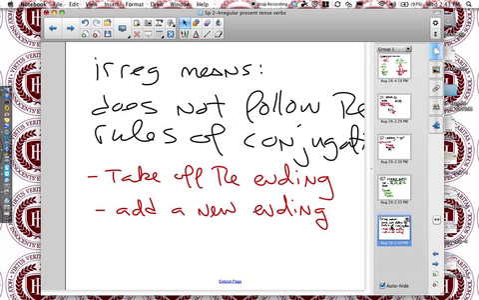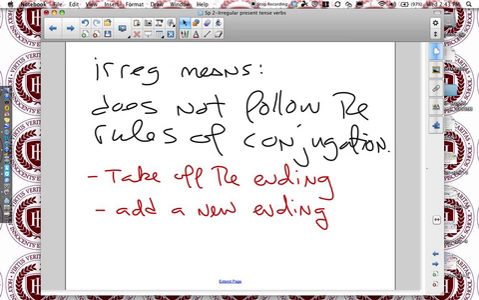Hence, irregular means does not follow the rules of conjugation. And what are the rules of conjugation? Take off the ending and add a new ending.